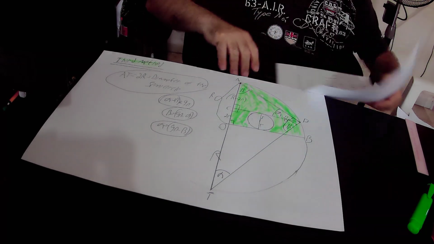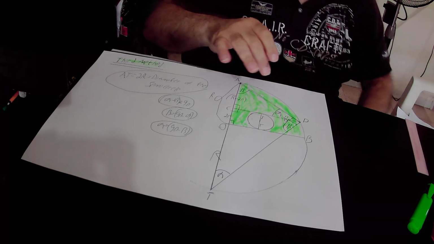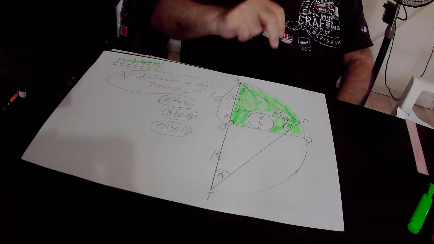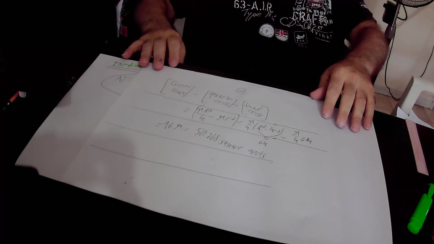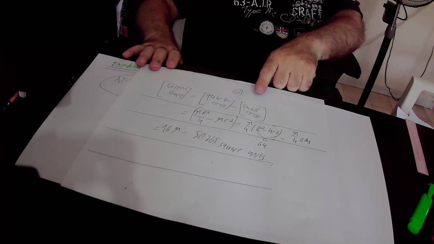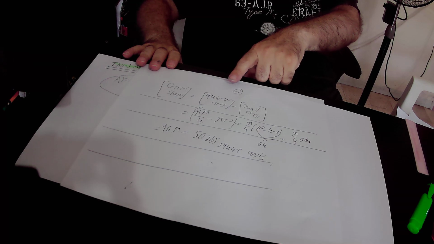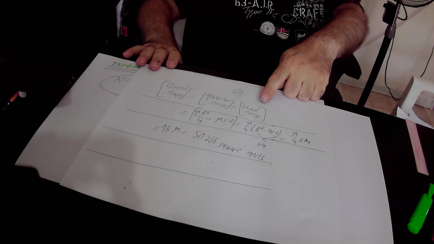What is the area of the green shape? The area of the green shape equals the area of the quarter circle minus the area of the small circle. I'll repeat again: the area of the green shape equals the area of the quarter circle minus the area of the small circle. So the area of the quarter circle is pi times capital R square over 4. The area of the small circle is pi R square.